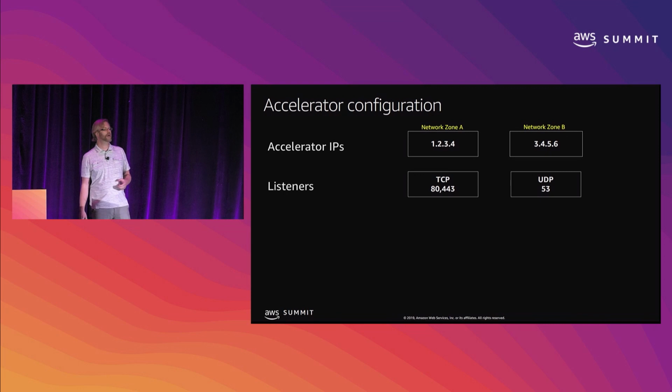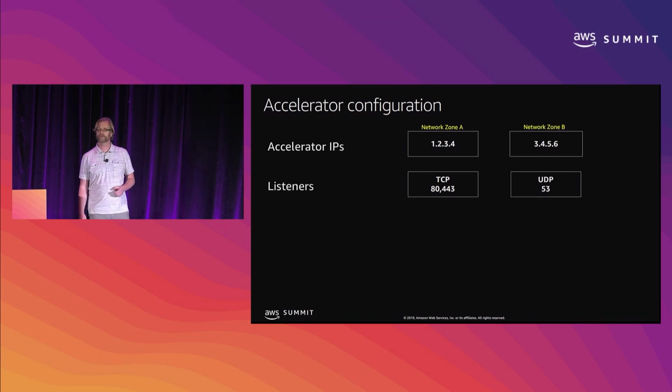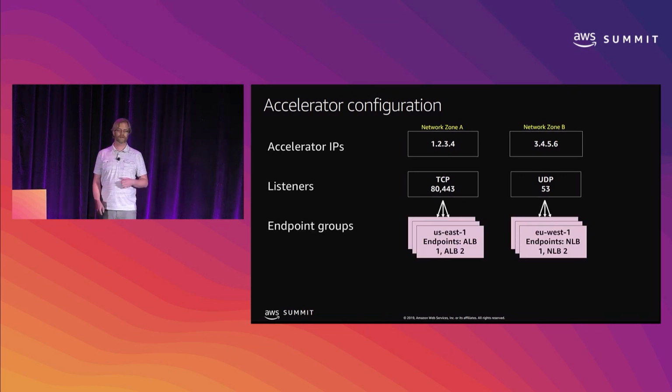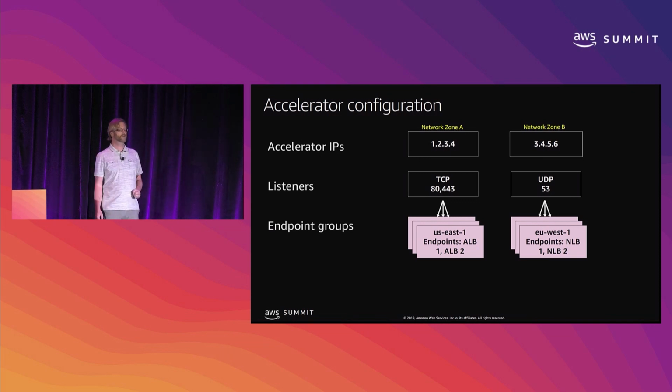The next thing you do is you have your listeners. We have two types of listeners. We have TCP and we have UDP. And within that, you configure the different ports. Here, we've just got 80, 443, and we've got DNS listening there. And then you have your endpoint groups. These are the things that the traffic will go to. So the customers attach to those IP addresses. They go through the ports that you've configured on your listeners, and then it goes to the endpoints, and they reach your actual service.